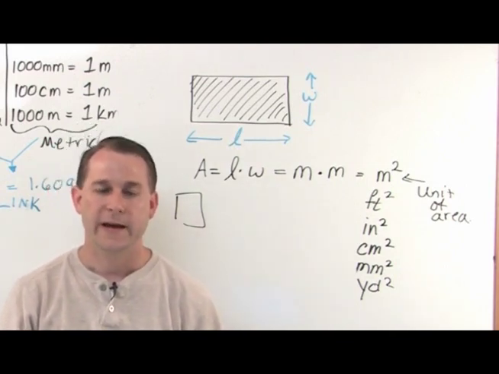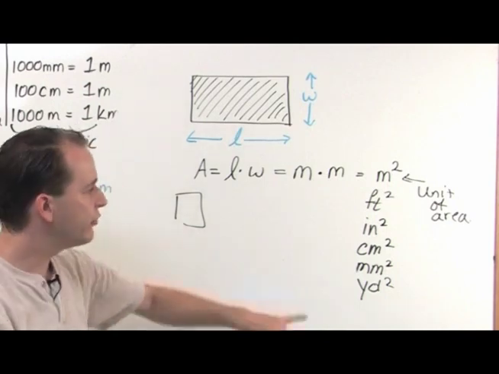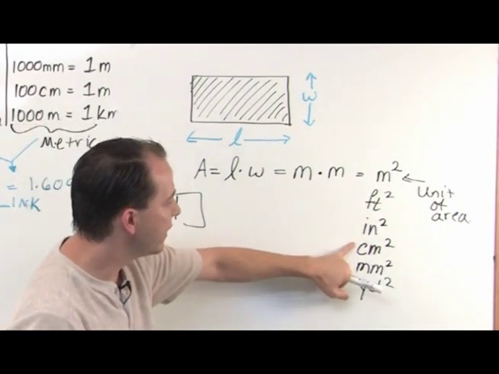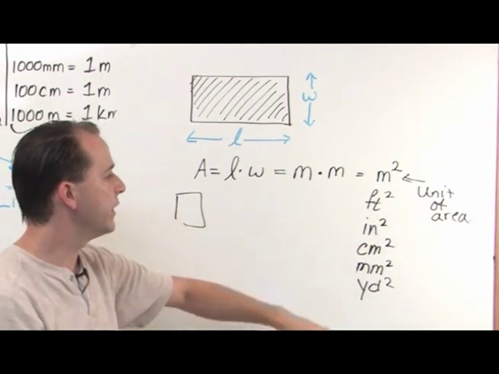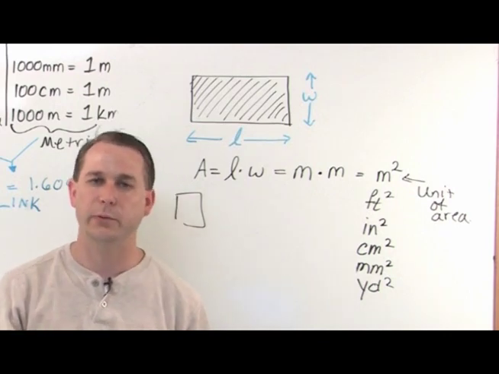Well, of course, if you actually had a book, and that book had a table that told you how many square feet were in a square inch, or how many square centimeters were in a square foot, or how many square millimeters were in a square centimeter, of course, if you had that tabulated, it would be really simple.